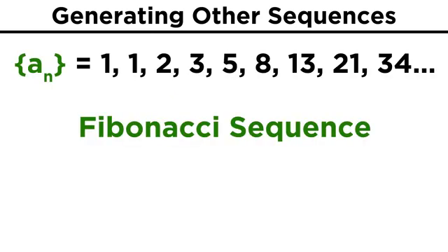There are also sequences that are derived not from an expression like this, but exclusively from the previous terms in the sequence. A famous one of these is called the Fibonacci sequence. This one starts with a 1, and then another 1, and then every term after that is the sum of the previous 2. 1 and 1 is 2. 1 and 2 is 3. 2 and 3 is 5. 3 and 5 is 8. We continue in this manner to get 13, 21, 34, and so on towards infinity.